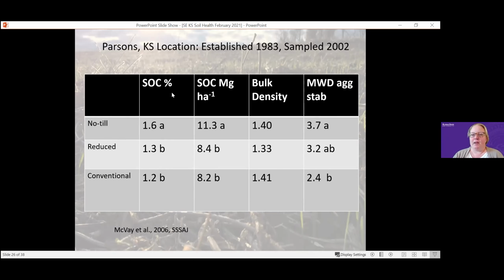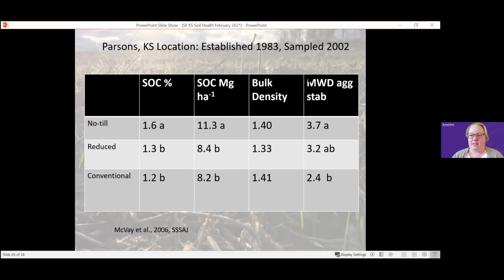If you multiply the carbon times the depth times bulk density, then you get how much storage in tons. Megagrams per hectare is pretty close to tons per acre when you cancel out the metric to English units. It was 11.3 tons of carbon in no-till versus 8.4 or 8.2 in reduced or conventional till. That was a noticeable change: 3 tons or so in that depth range, I believe 0 to 5 centimeters, so a 2-inch depth range, over a 30-year period.